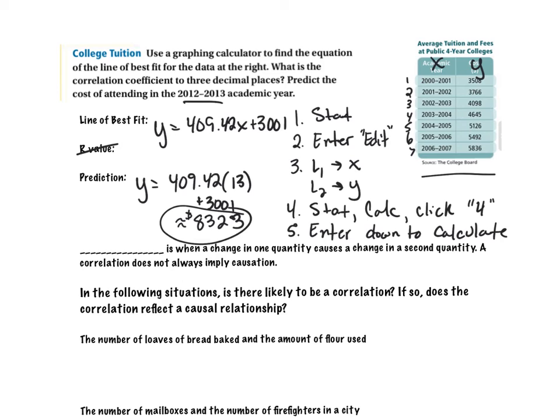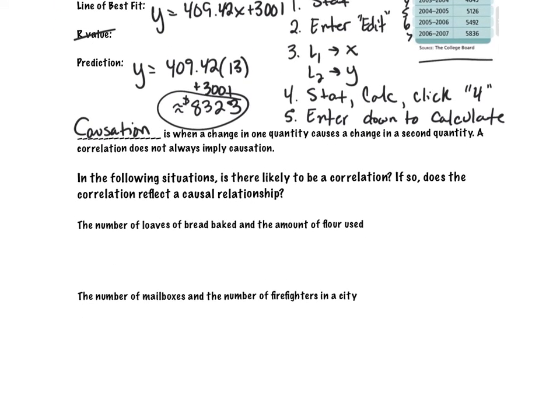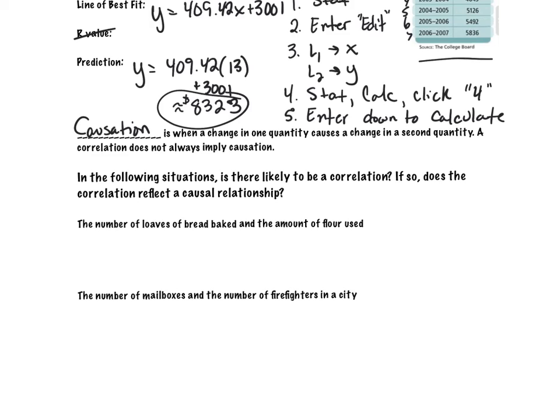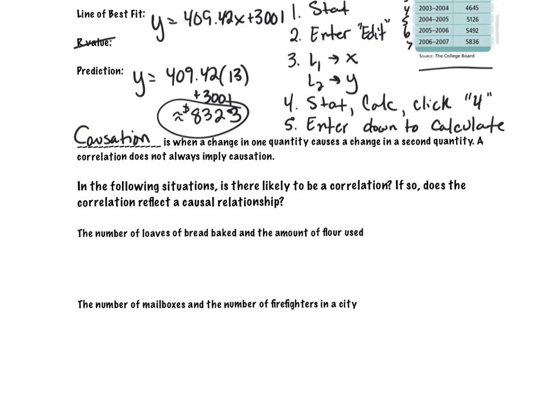The last thing we also look at is called causation. Causation is when a change in one quantity causes a change in the second. Things might be correlated, but they might not be causal. Take a couple of examples: the number of loaves of bread baked and the amount of flour used. Is there likely to be a correlation, and is it going to be causal? When I use more flour, am I going to bake more bread? Yes. Positive correlation.